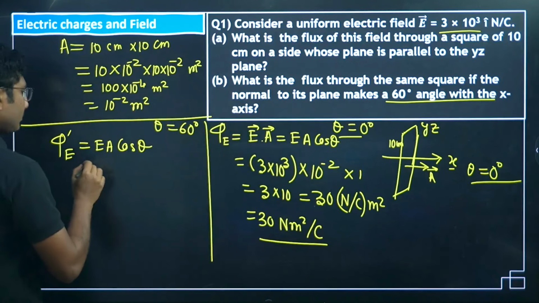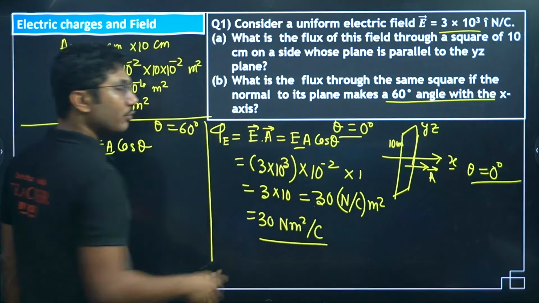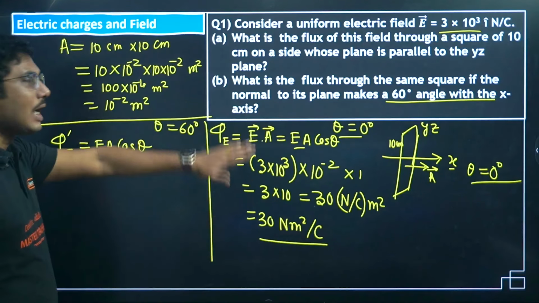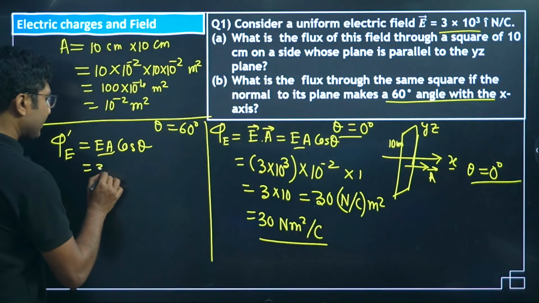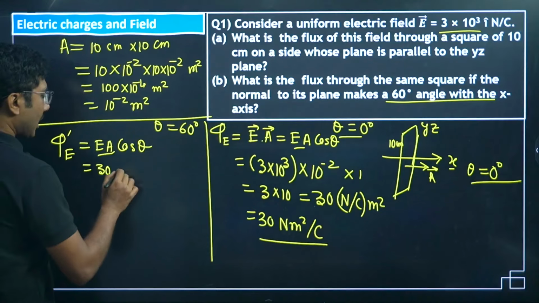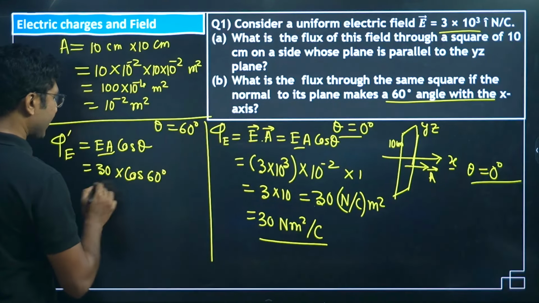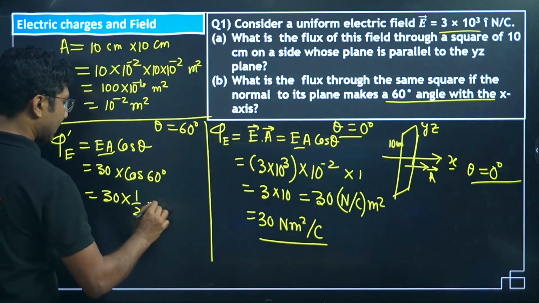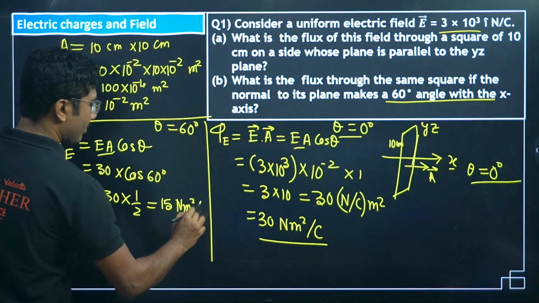Okay. Now E into A we have already calculated. If you don't understand, you can put the value again and calculate. Otherwise, E into A we have already calculated, so we will use the same value 30. Now what is cos 60? That is very, very important. Cos 60's value is half. So 30 into half, that is 15, and unit will be the same, Newton meter square per coulomb.